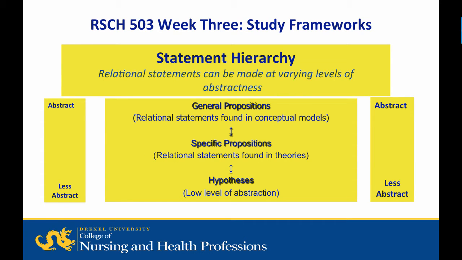Relational statements about the same two conceptual ideas can be made at various levels of abstractness. High abstraction occurs with general propositions, relational statements noted in conceptual models. Hypotheses are at a low level of abstraction and are specific. Existing between the two are specific propositions at moderate levels of abstraction.